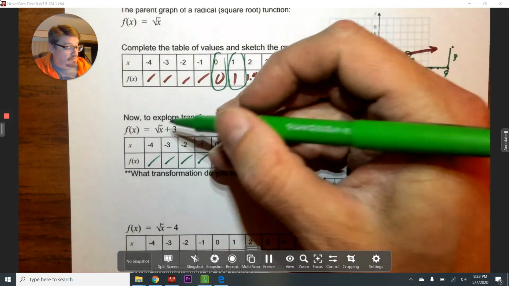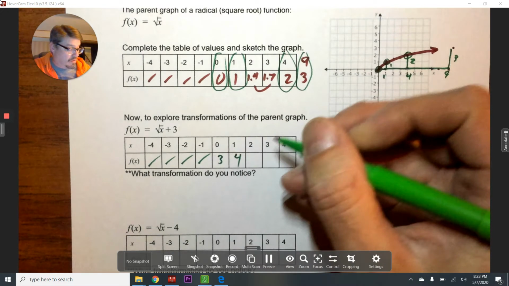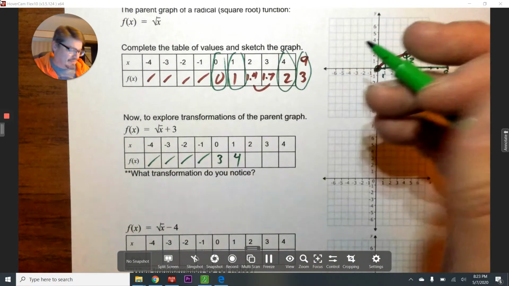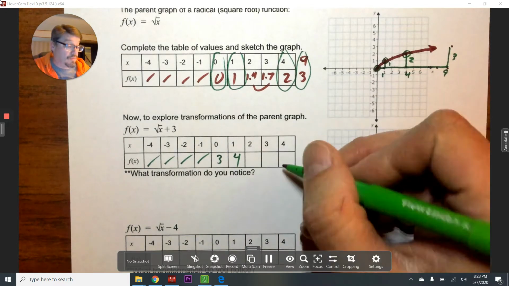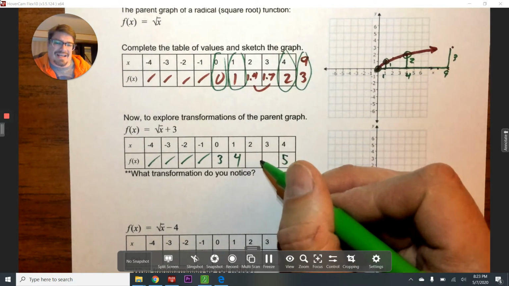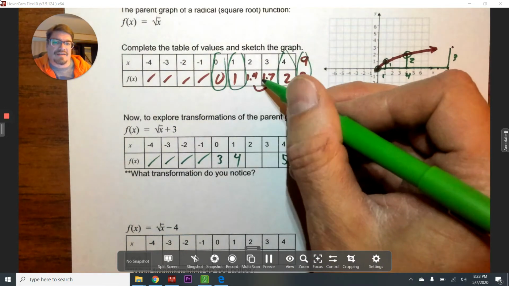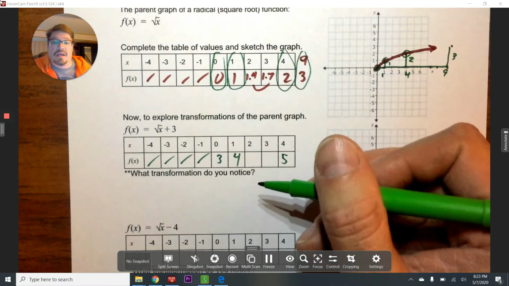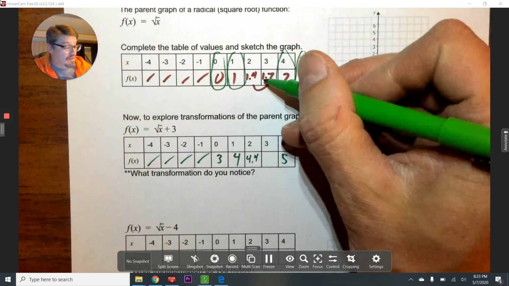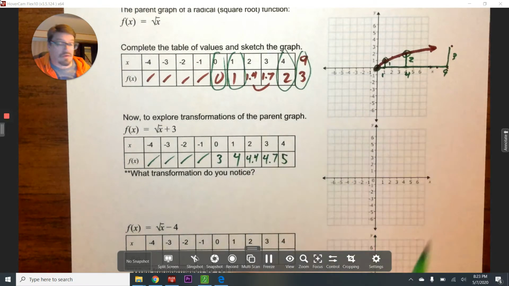Okay, square root of 1 is 1, plus 3 is 4. Square root of 2 is some decimal. Square root of 3 is some decimal. Square root of 4 is actually 2, but when I add 3, I get 5. So these two, I'm just going to skip right now because these are the decimals. I just know that it's going to be 3 higher. So really, it's like 4.4, and 4.7. So I'm just adding 3.